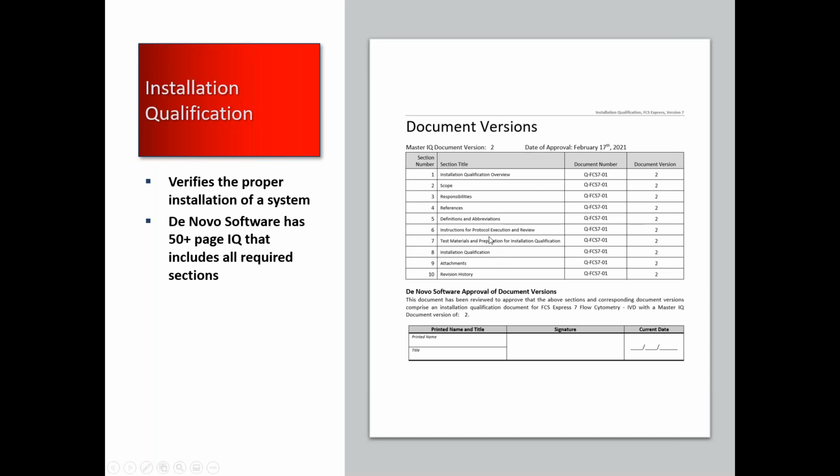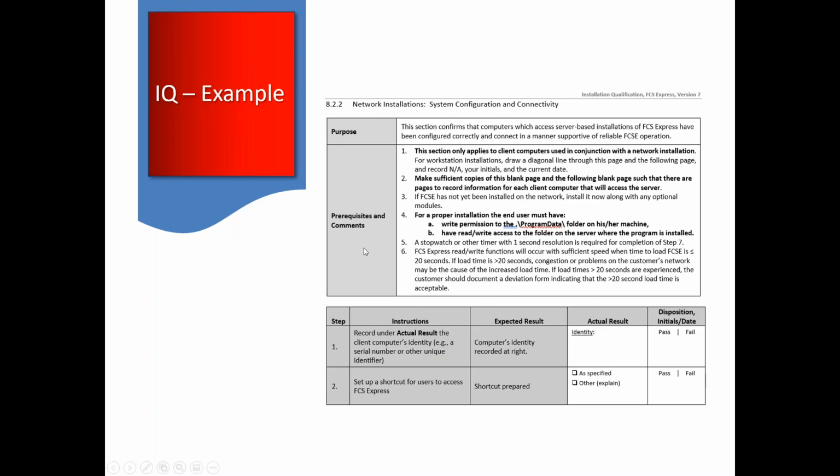They include scope, instructions on how to execute the protocol, and instructions on what to do upon deviations. There are references, attachments, and the document itself. All of our documents are, of course, approved and have places for you to approve them as you're going through the document. And here's an example of one of the documents.